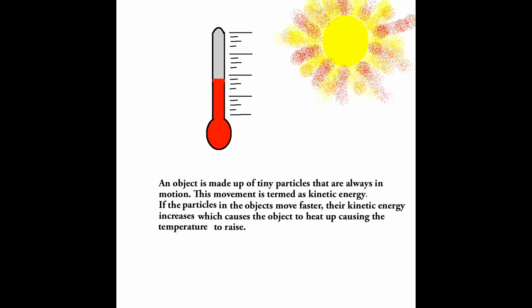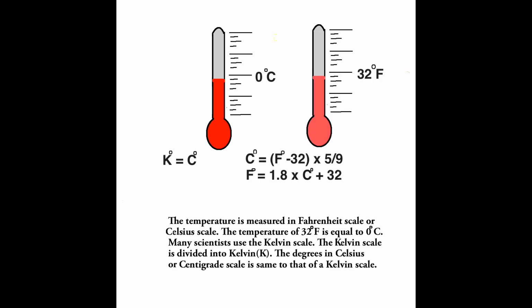If the particles in the object move faster, their kinetic energy increases, which causes the object to heat up, causing the temperature to rise. The temperature is measured in Fahrenheit scale or Celsius scale. The temperature of 32 degrees Fahrenheit is equal to 0 degrees centigrade. Many scientists use the Kelvin scale. The Kelvin scale is divided into Kelvin, K. The degrees in Celsius or centigrade scale is the same as that of a Kelvin scale.